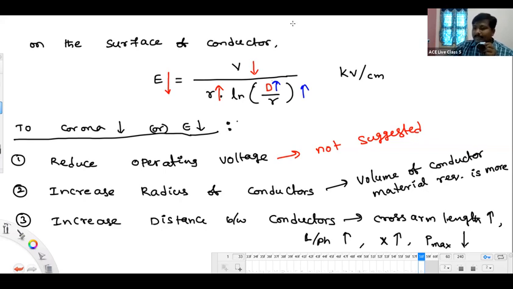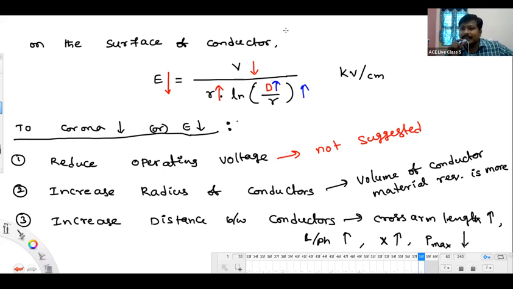See, actually, three options I said now. First option, reducing operating voltage, not suggested. Second option, increasing the radius of the conductor; volume of material required is more, so then also it is not suggestible. Next one is increasing the distance between the conductors. Because of that, cross arm length required is more, inductance value increases, reactance value increases, and maximum power transfer capacity is decreasing. So these three options are not at all suggested.